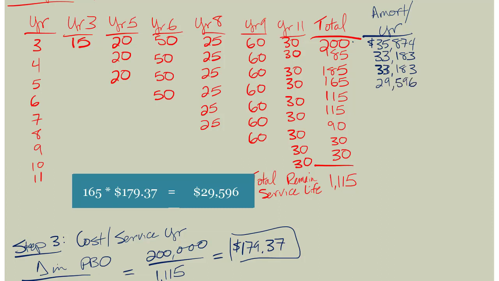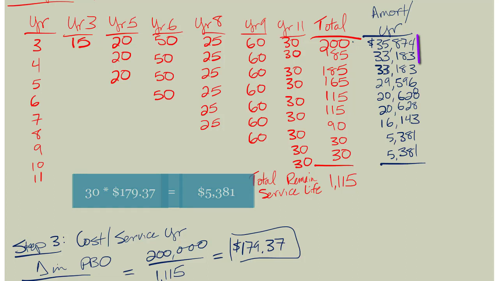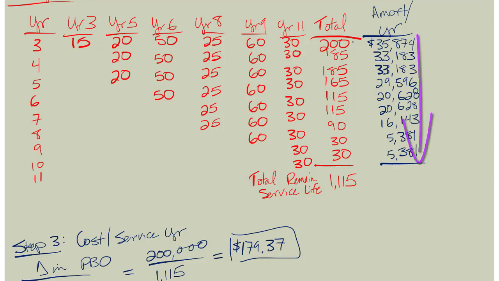29,596. 2628. $5,381 and $5,381. And then I'm going to add this up. And if I add this up, I end up with 199,997. Because I rounded. And I rounded every single period.